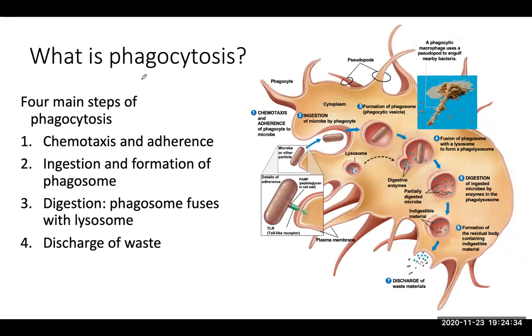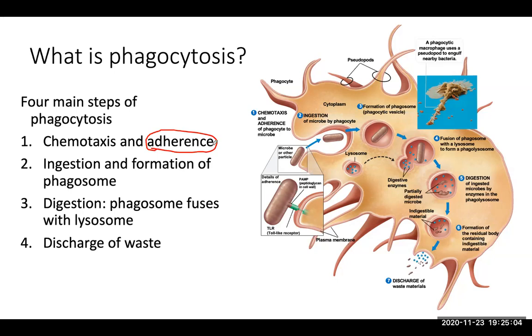So what is phagocytosis? I said it'll take it up and eat it and destroy it, and that's kind of true. So chemotaxis is when the phagocyte moves toward some cue that attracts it, some attractant. And then, of course, it has to adhere or bind to the pathogen.